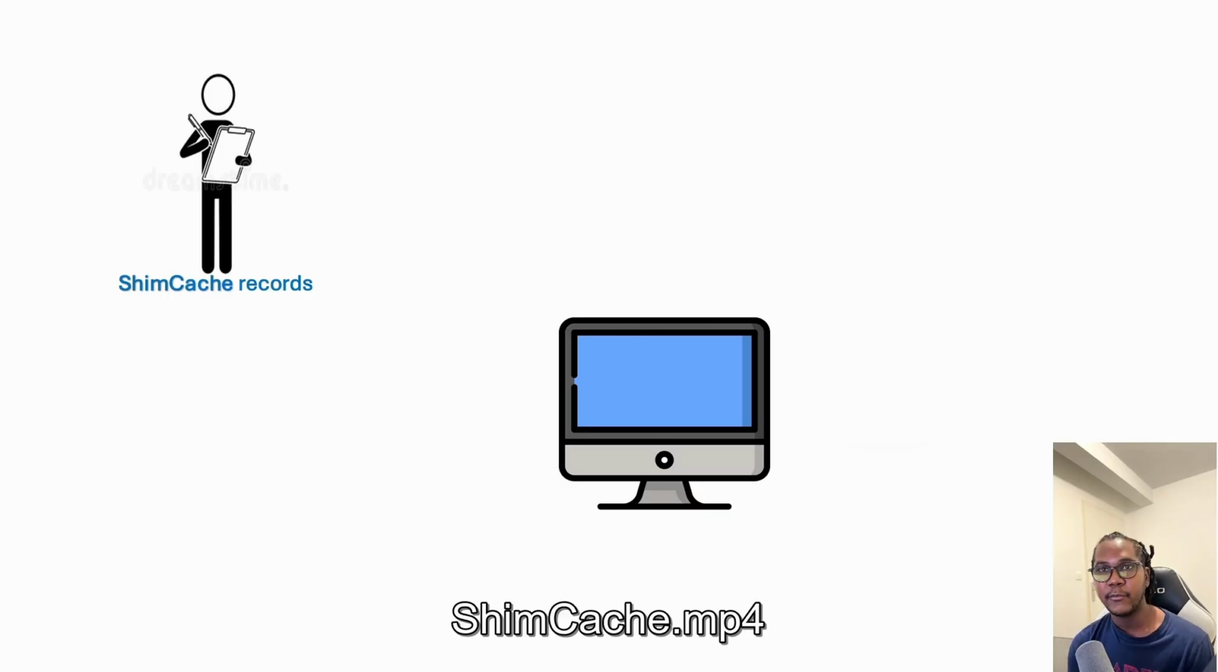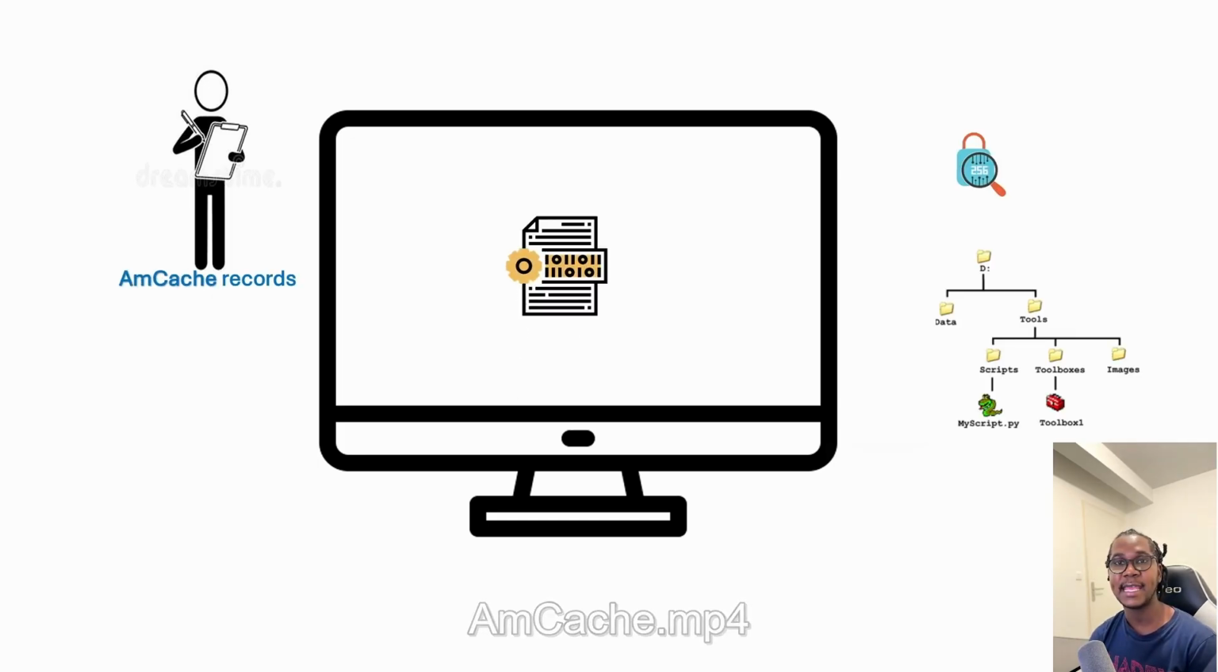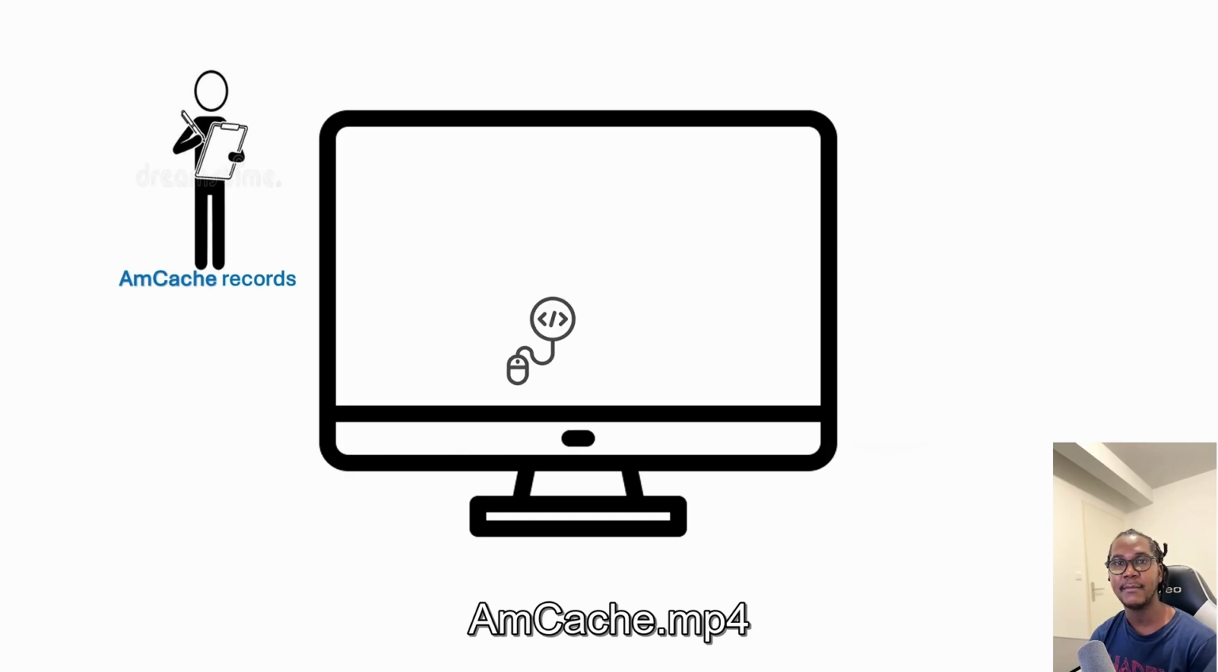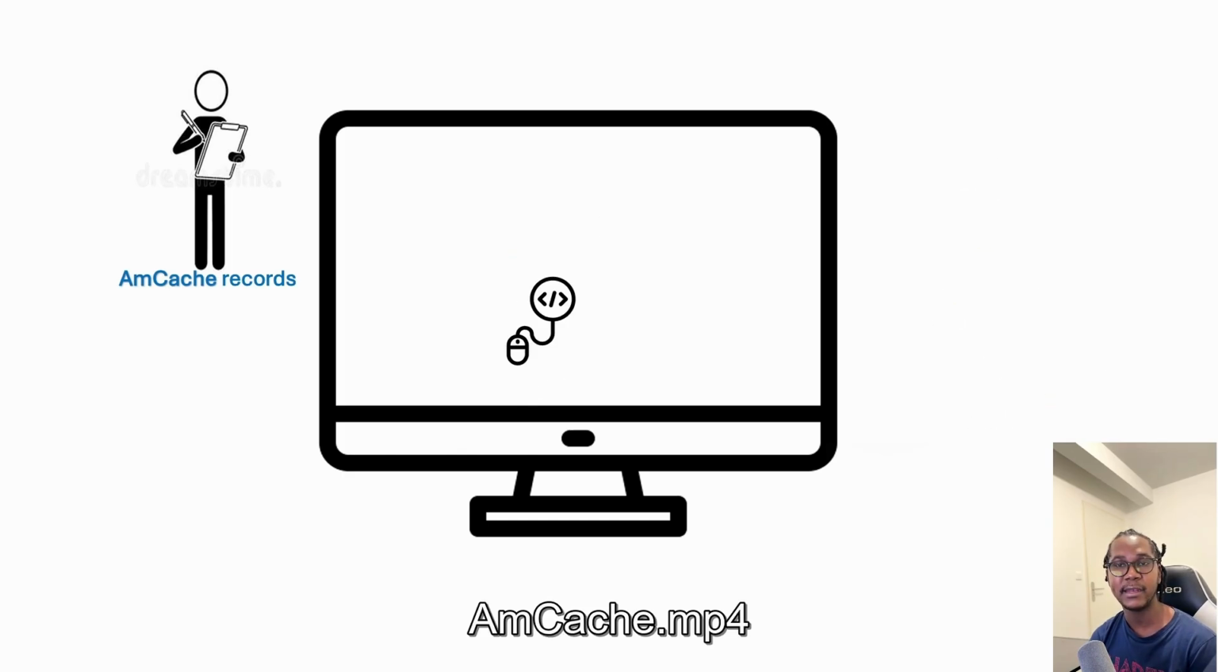We're gonna start with the ShimCache. It tracks all executable files that the OS sees or interacts with, even if they were never executed. The next one will be the Prefetch artifact. It tracks all programs that were executed and their runtime behavior. And the last one is AMCache. It tracks metadata details about applications and executable binaries.